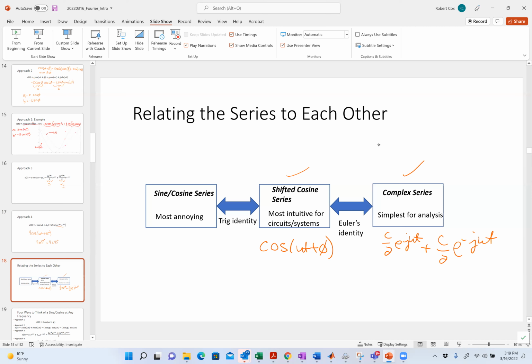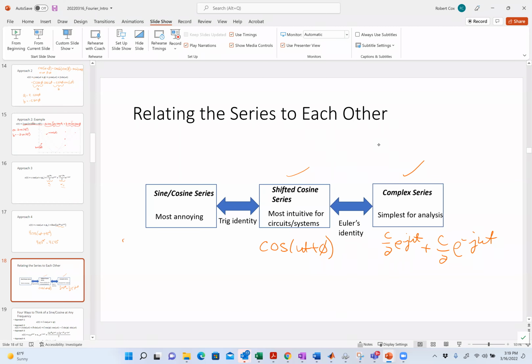All right, the one over here on the right. This one is ugly from a calculus perspective, but it's really intuitive from a circuit perspective, because what circuits do is they change amplitudes and they change angles. This one over here is just really annoying.